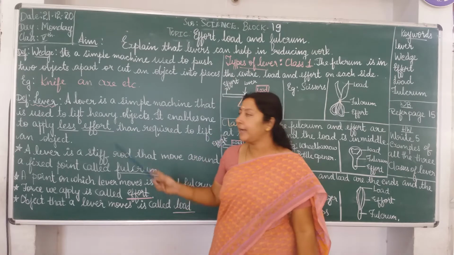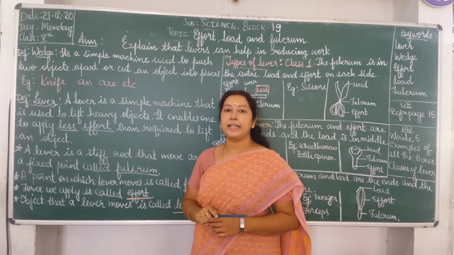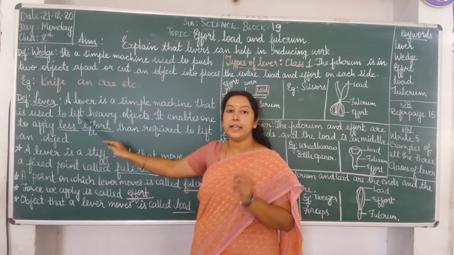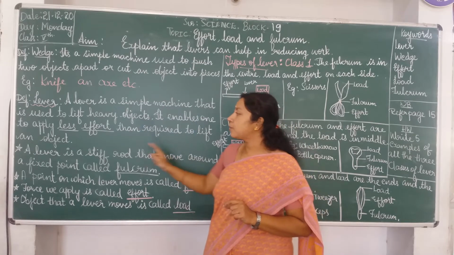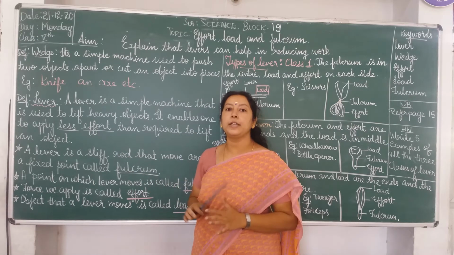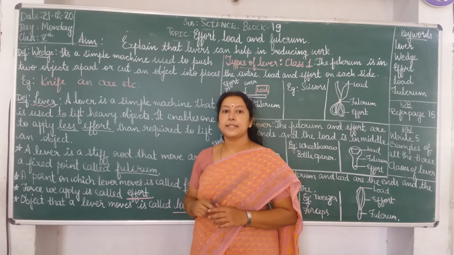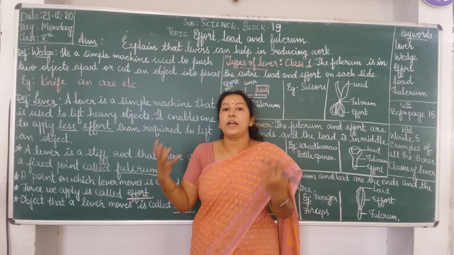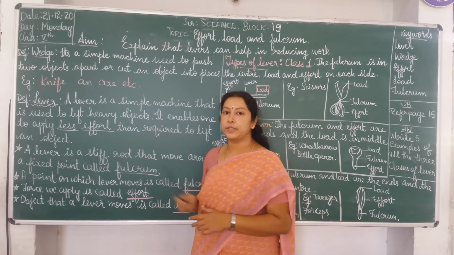The next, the third type of simple machine, is known as the lever. So how can we define the lever? A lever is a simple machine that is used to lift heavy objects. It enables one to apply less effort. So you need not put in more effort; you only have to put in less effort than is required to lift an object. Suppose I am using muscular force to lift an object, what happens? I need to put in more effort. Whereas if I am using a lever, I can use less effort to move the object.